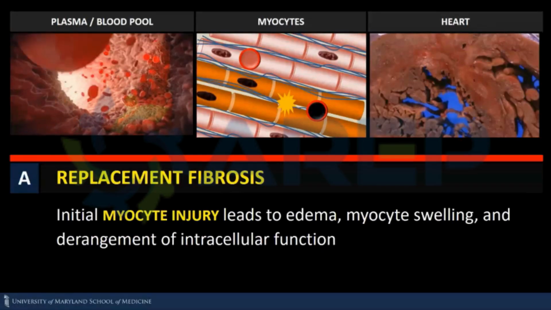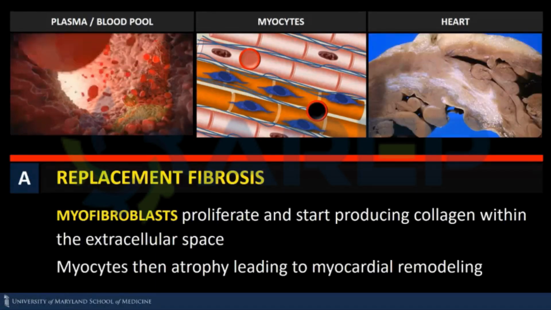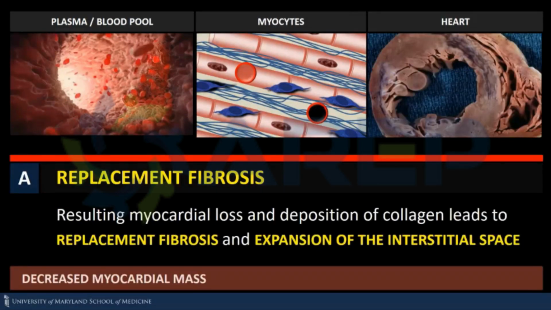So with that, we have edema, we get swelling of the myocytes, and then we have abnormalities of the intracellular function. Because of that, myofibroblasts will start to proliferate. These cells will atrophy, and then we get collagen, which lays down in this extracellular space as a result of the initial injury. Over time, there is retraction of the space, leading to, again, expansion of the interstitial compartment and then expansion of the extracellular volume. So as a result of replacement fibrosis, we get expansion of the interstitial space and we get decreased myocardial mass because we've lost actual myocardial tissue.